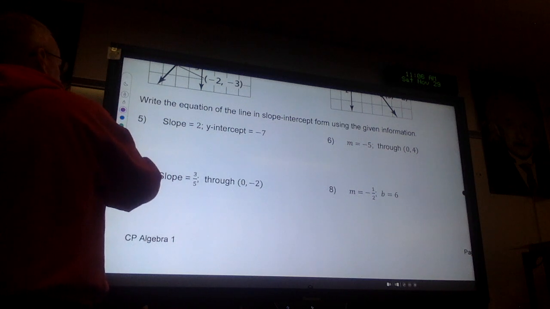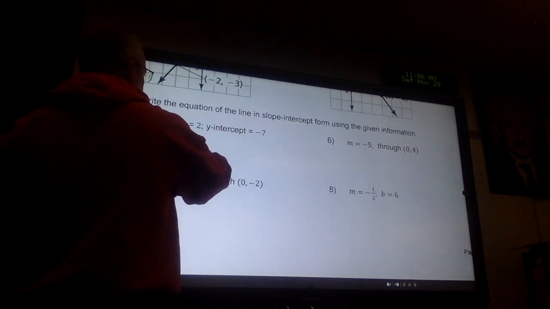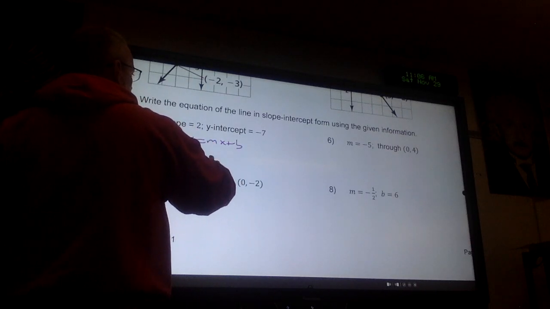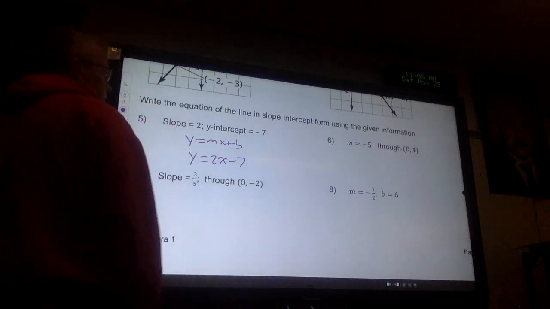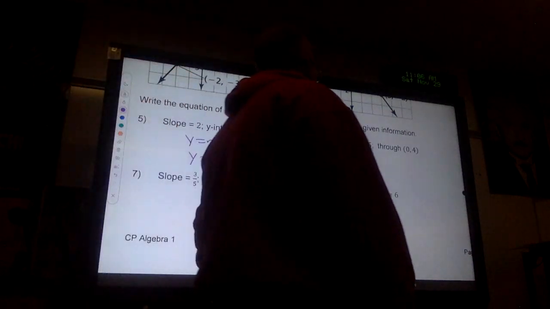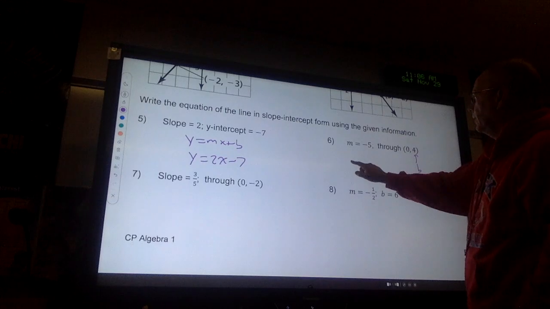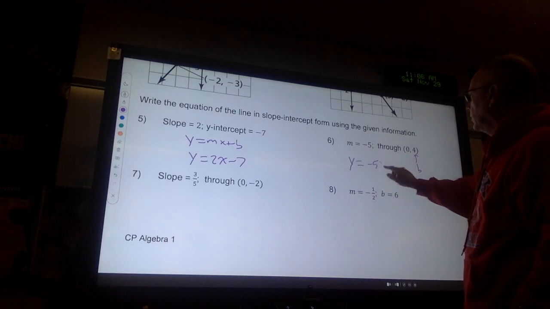Alright, so on this particular one, they gave us the slope and the y-intercept, so we can plug into y equals mx plus b. So I'm going to get y equals 2x minus 7. There's our equation. This is our y-intercept because we have a 0 on the x. That's our b value. So I'm going to get y equals negative 5x plus 4.